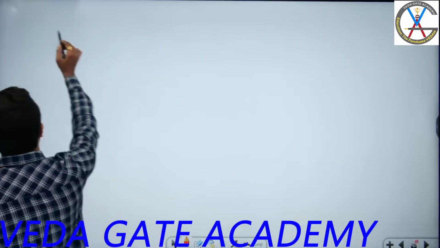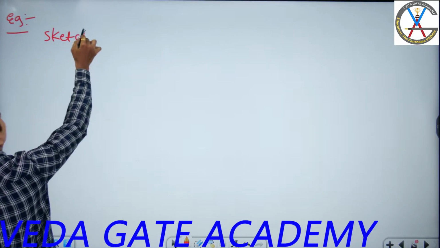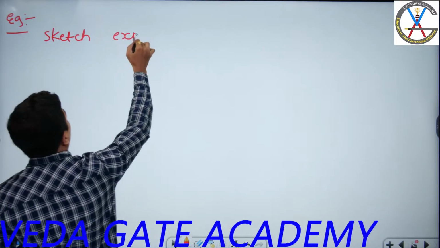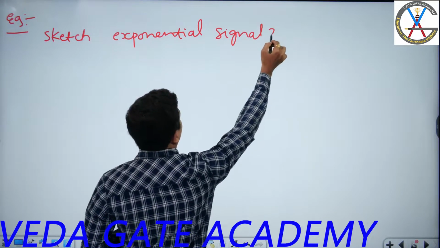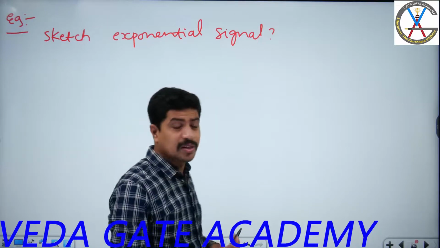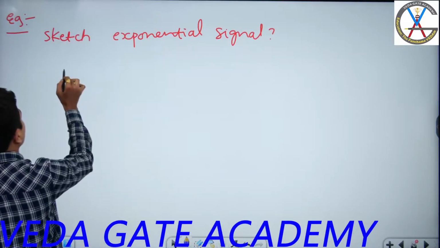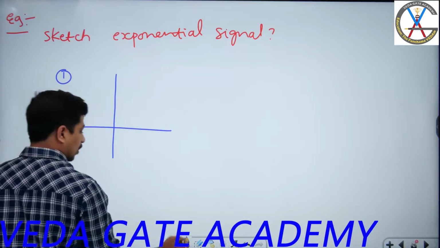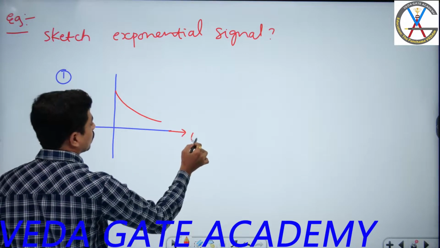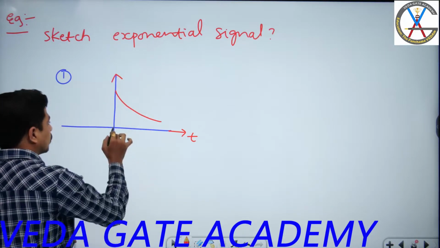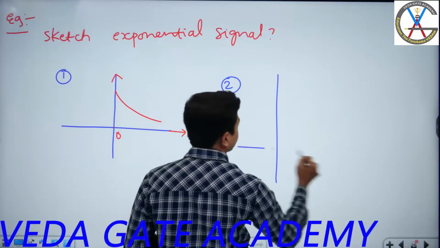I'll ask you a question. Example: sketch the exponential signal. All of you try to sketch. If I ask you this question, most of you will sketch like this. The first possibility of what you are going to sketch is like this. This is the t axis. Second possibility is in this way.